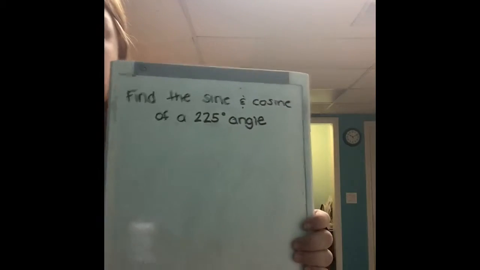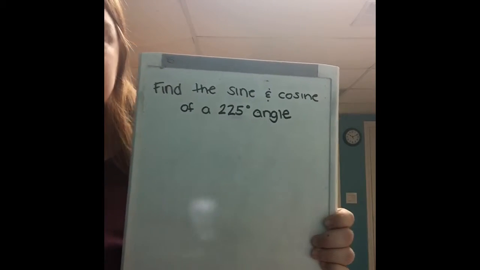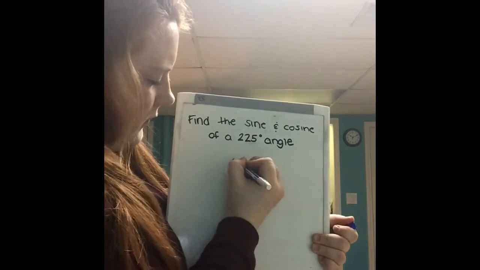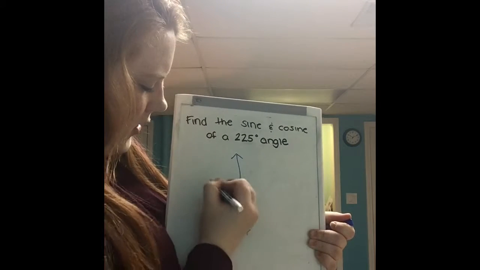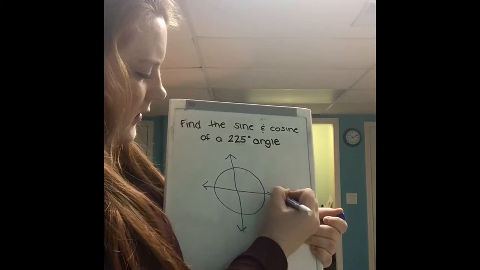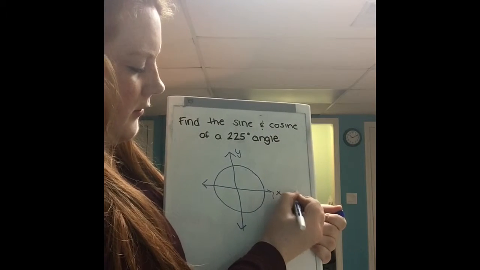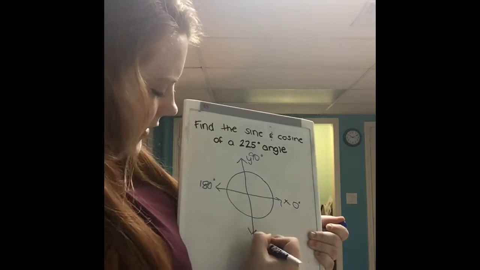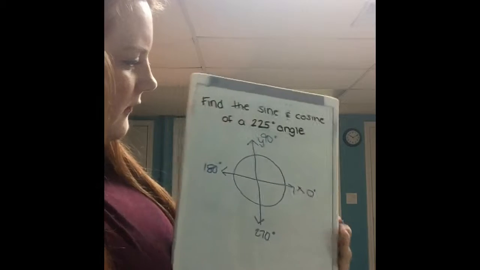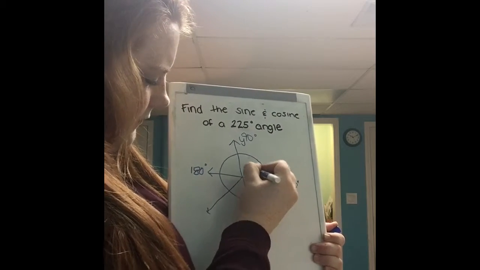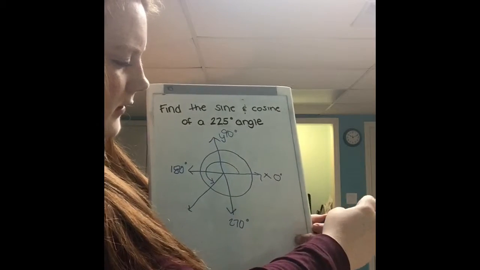Our next example is a bigger angle. As you can see, it's find the sine and cosine of a 225-degree angle. So, as we draw this angle, draw the unit circle. This is x, this is y. We're going to go 0 degrees, 90 degrees, 180, and 270. Now a 225-degree angle is going to be right about here. So that is 225 degrees.